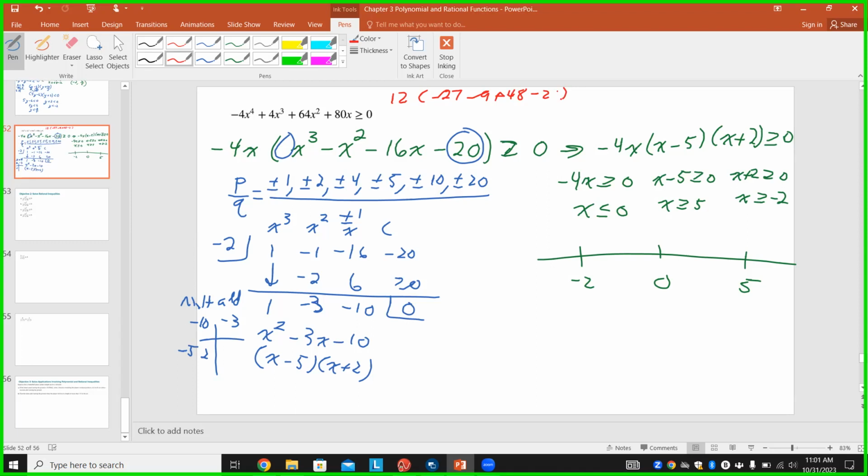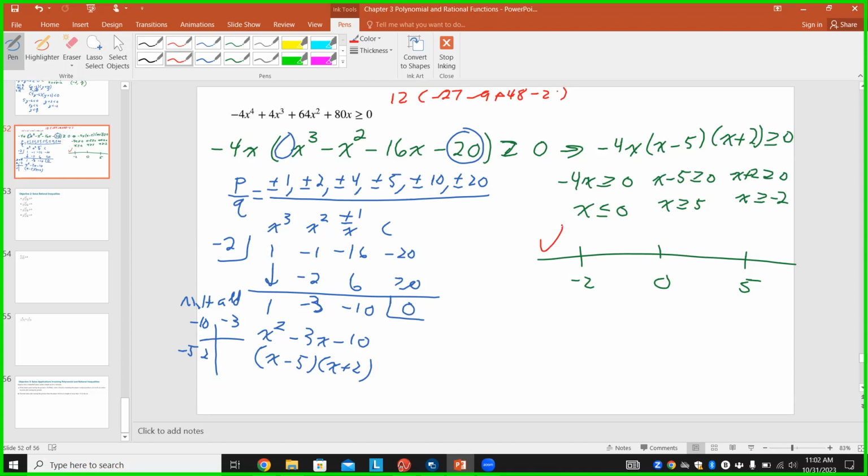That's going to be, was that negative 36? Negative 30. That's going to be a positive number times a positive number. That's going to be positive. Is a positive number greater than or equal to 0? Yes, so that works. Then we choose a number between negative 2 and 0.